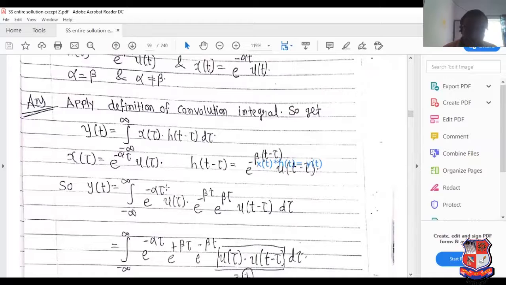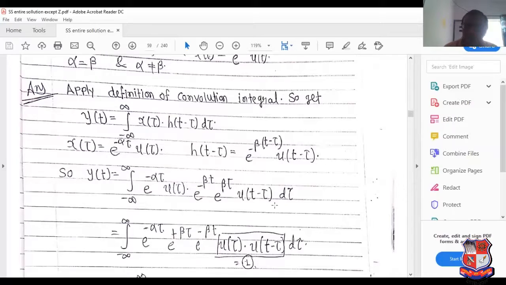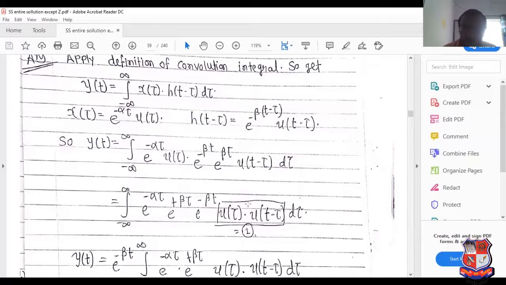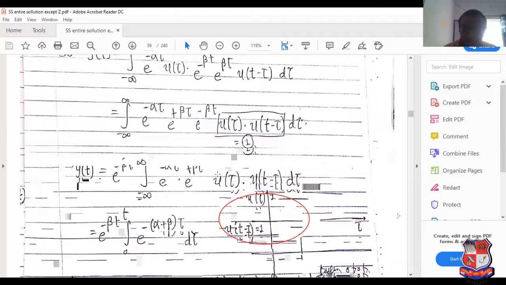So here e raised to minus alpha tau u of tau, e raised to minus beta t, e raised to beta tau, u of t minus tau d tau. So u of tau into u of t minus tau, which is equal to 1. See this here, which is equal to 1. And here e raised to minus beta t is common. So here e raised to minus beta t, and e raised to tau common, in the bracket of beta minus alpha, or we can say minus alpha minus beta.